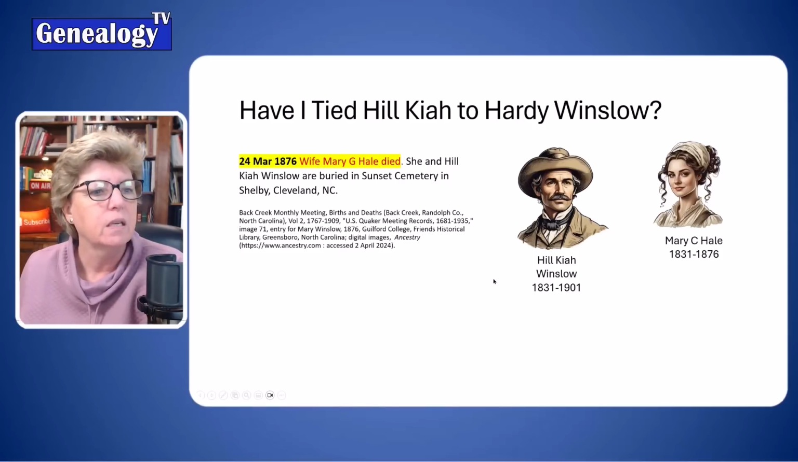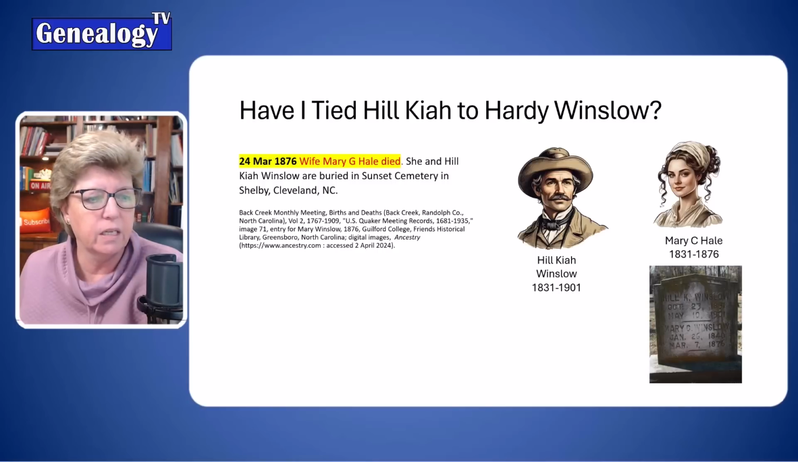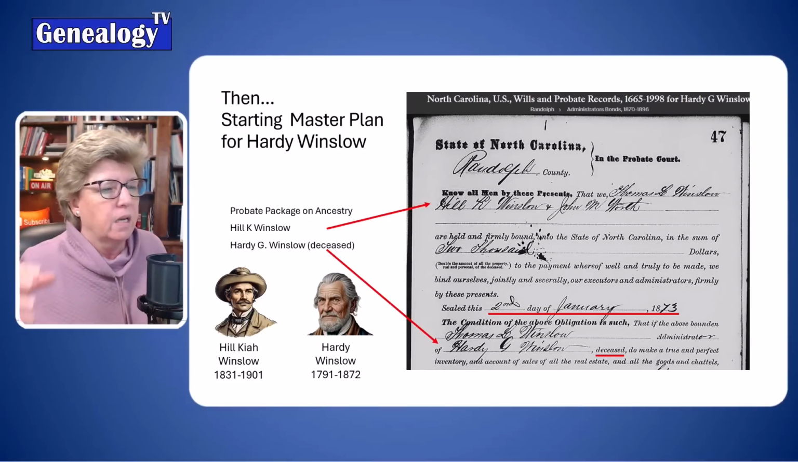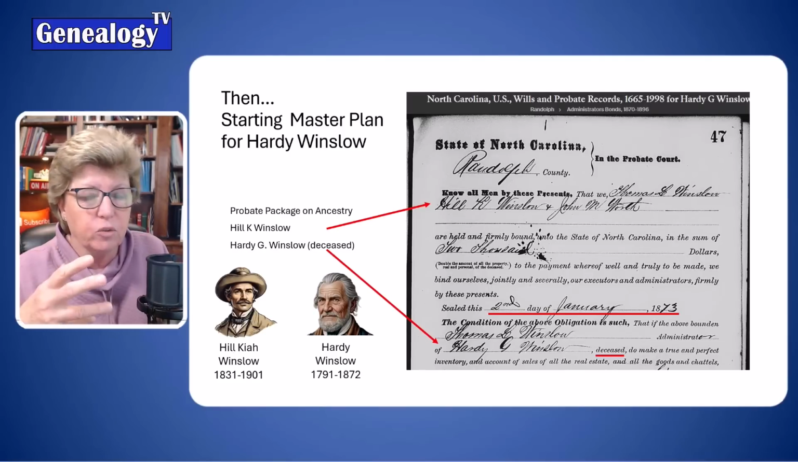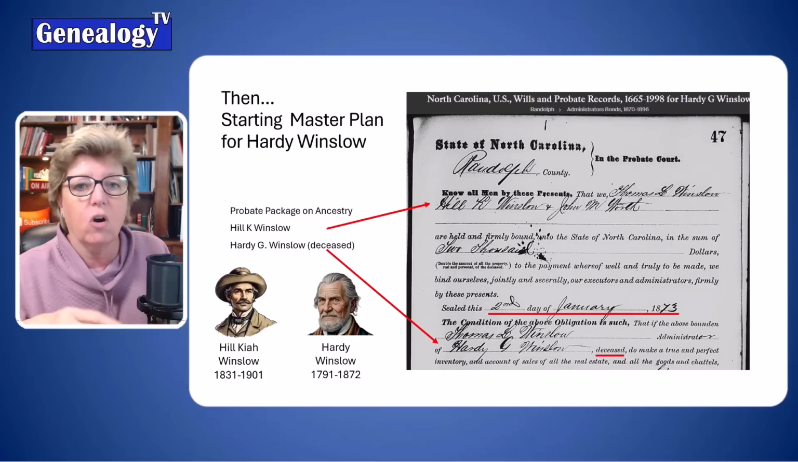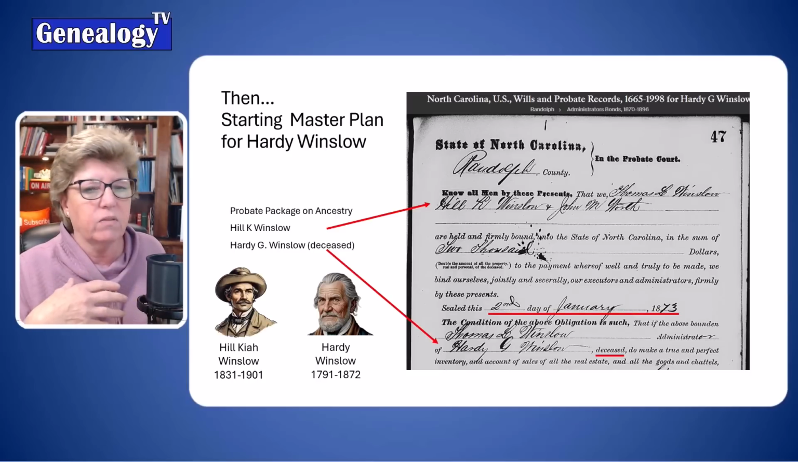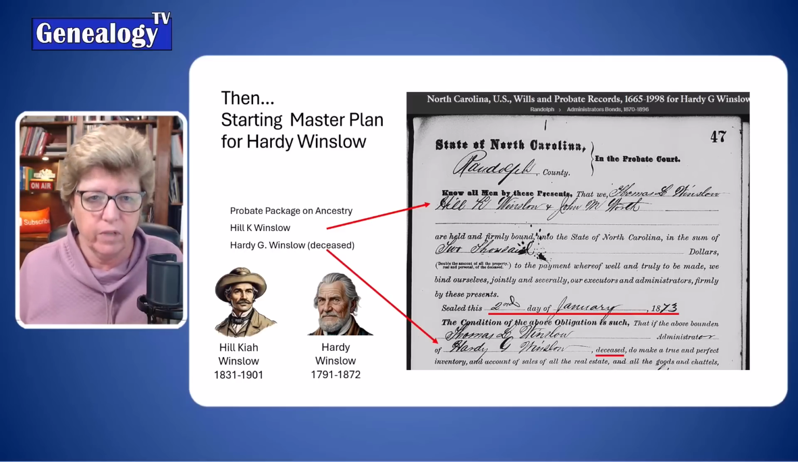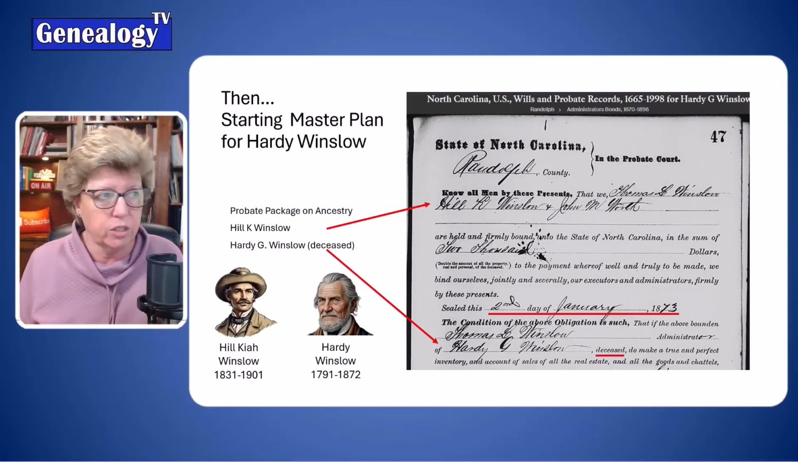So, Mary dies. She's buried in Cleveland County, North Carolina. Again, there's the tombstone. All right, so now I start doing the whole master plan idea for Hardy Winslow, because I've already done all the research I can for Hill Kiah. I'm still trying to prove Hardy, but I have so much information that names Hardy. Let's go see if we can find Hardy and prove this relationship.